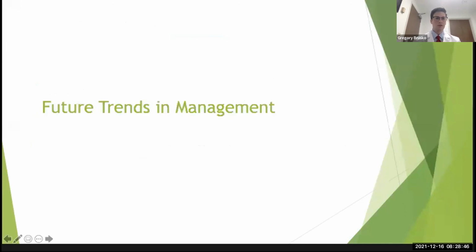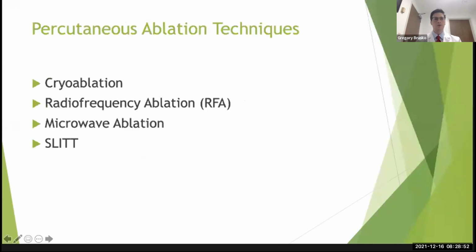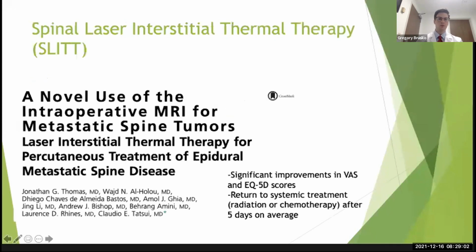And so finally, I'm going to touch on some of the future trends and where the field seems to be heading. Briefly, the percutaneous ablation techniques can be used: cryoablation, radiofrequency ablation, microwave ablation, and then SLITT as well, which has become much more popular. This is spinal laser interstitial thermal therapy. It tends to be aided by the use of an intraoperative MRI.